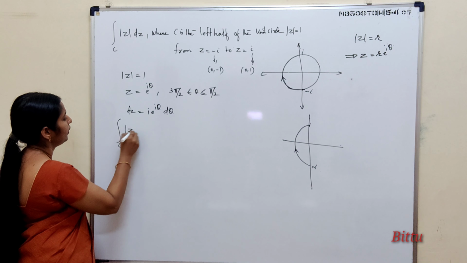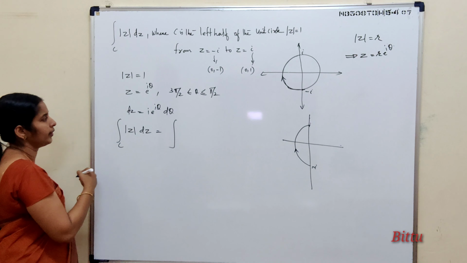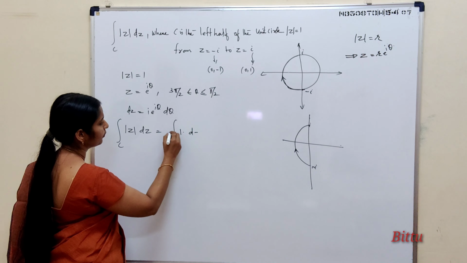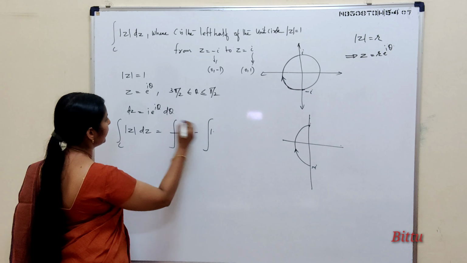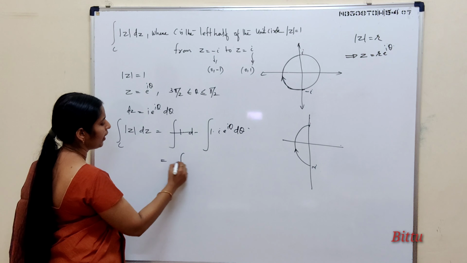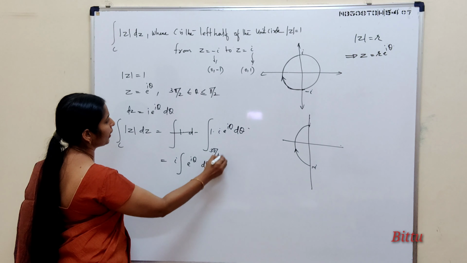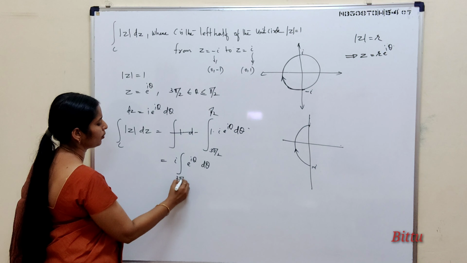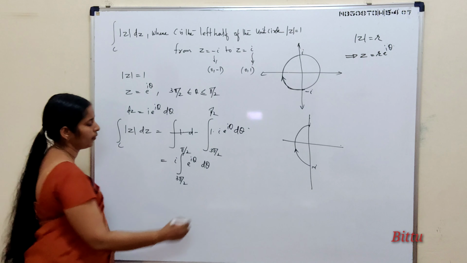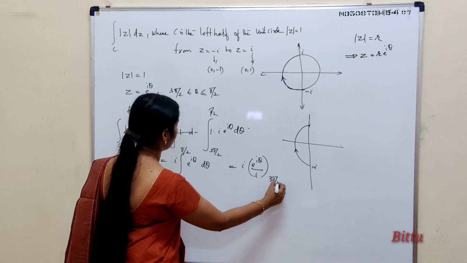Now consider the integral over C of mod z dz. What is mod z? Modulus of z. See, mod z is 1. If you take its modulus, you can see it is 1. So 1 into dz. What is dz? Integral 1 into dz is i e raised to i theta d theta. That is the integral of i e raised to i theta d theta. What is the limit for theta? It is from 3 pi by 2 to pi by 2. So it is i e raised to i theta by i, from 3 pi by 2 to pi by 2.